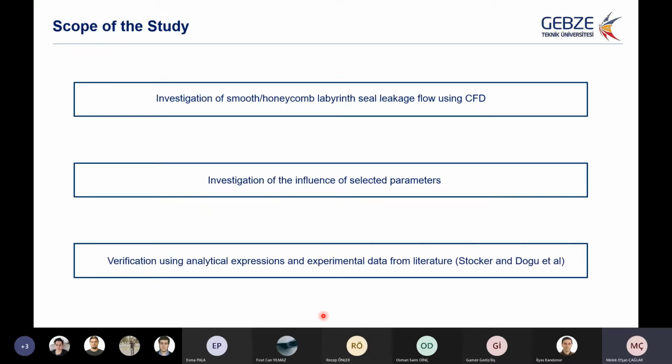So the scope of this study was to investigate both smooth land and honeycomb land Labyrinth seal leakage flow using computational fluid dynamics, and investigate the influence of selected parameters, which I'm going to mention later, and do verification using the analytical expressions and experimental data from literature. And I have chosen 2 data sets.